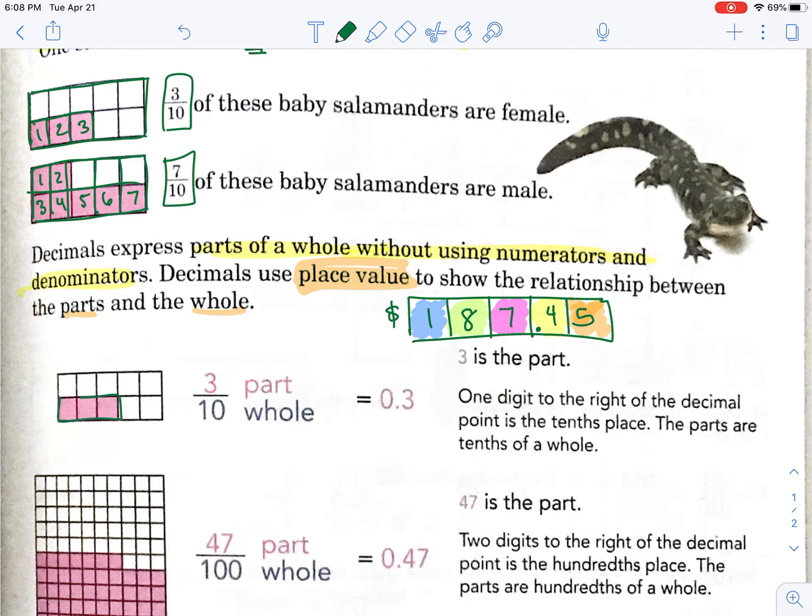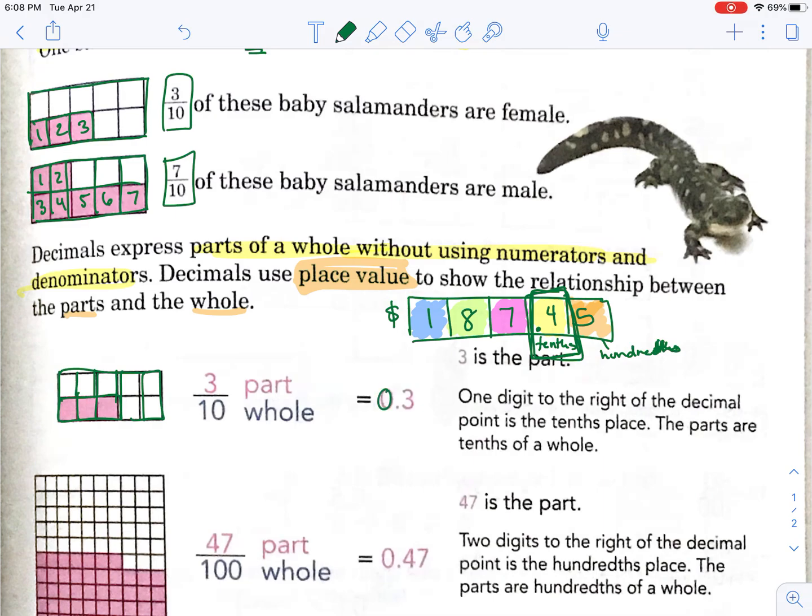3 is part of the tenths. So this is 3 parts out of the tenths. Now this is the tenths place, and this is the hundredths. Hundredths with a TH on the end. Okay, so if you have 3 parts out of 10, you're only looking at the tenths place. It's like saying, how many dimes do you have? 3 parts out of 10.